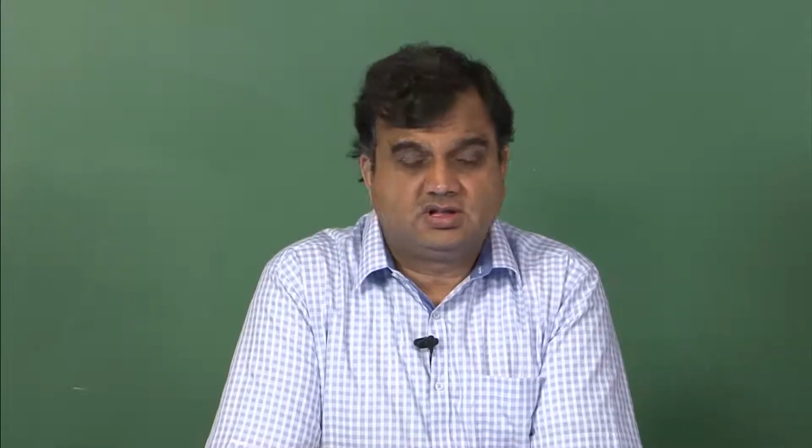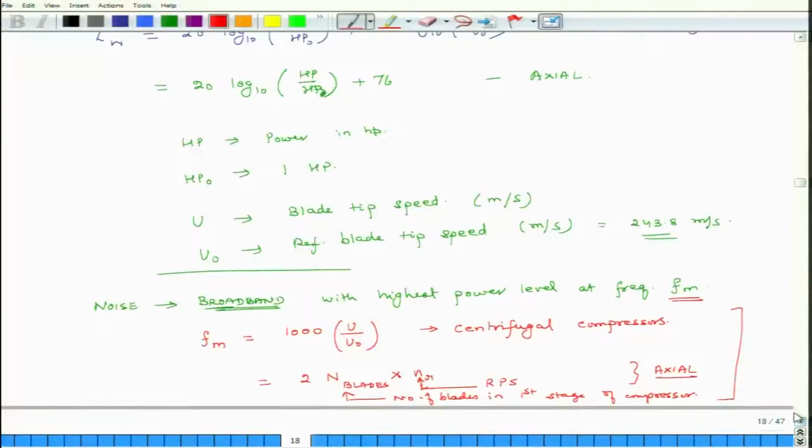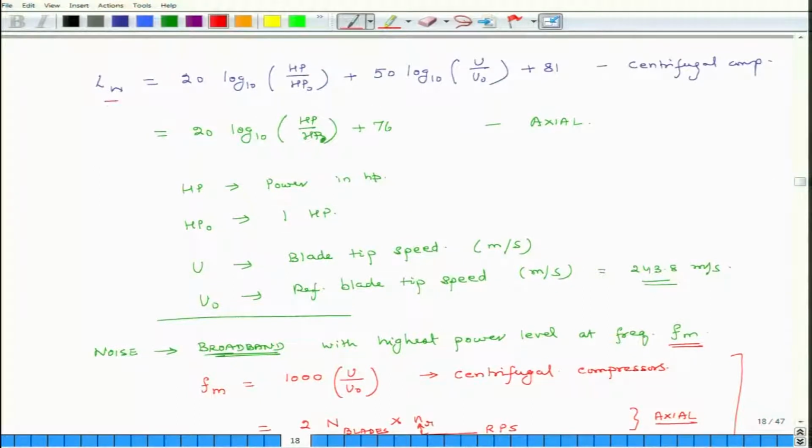Also we learnt the term blade pass frequency and how to compute its value, and we also understood that the noise which comes out of a compressor is in general broadband in nature with its maximum energy content concentrated around a particular frequency. Let us call it FM, and that FM could be computed by these 2 relations which are shown here.